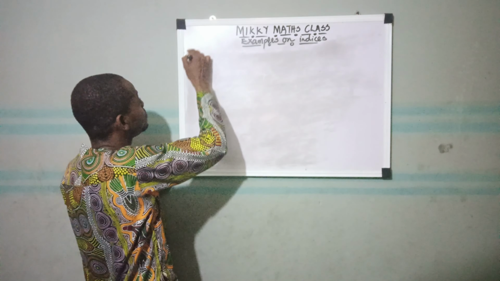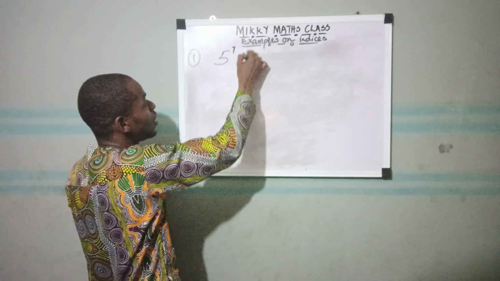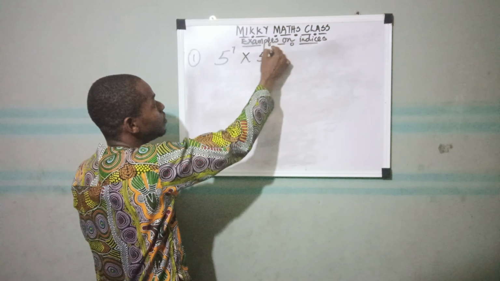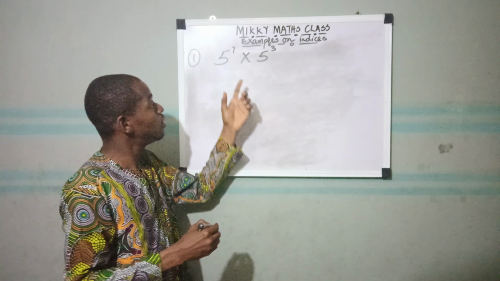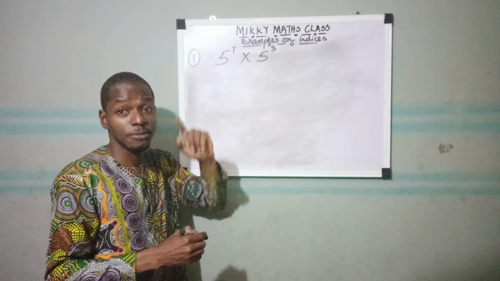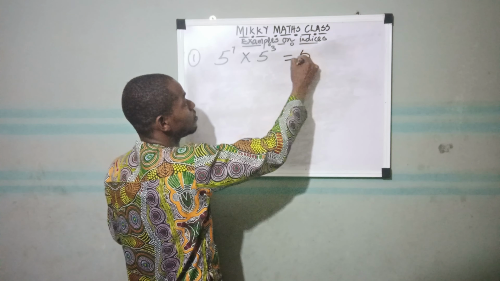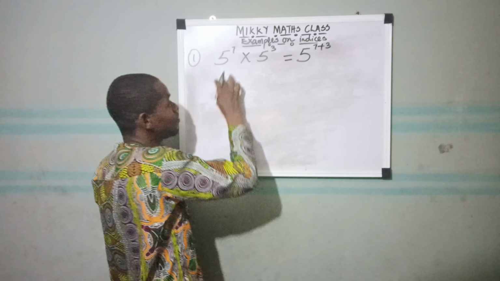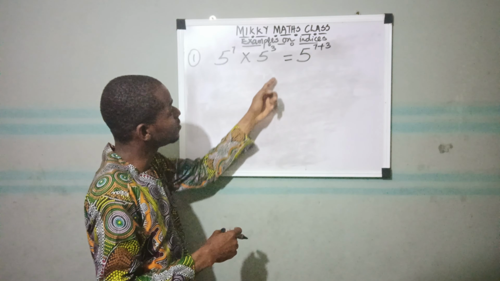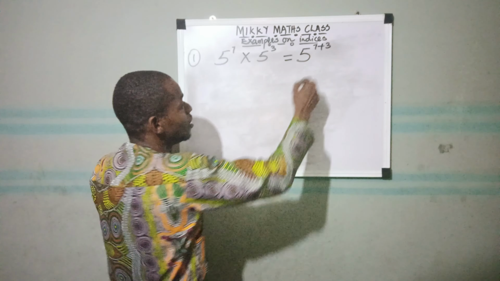The first one: simplify 5 raised to the power of 7 times 5 raised to the power of 3. The first one borders on the multiplication law, which says that when we have something like this, it's the same thing as adding the powers. So 5 raised to the power 7 times 5 raised to the power 3 is the same thing as 5 raised to the power 7 plus 3. And 7 plus 3 is 10. That's 5 raised to the power of 10.